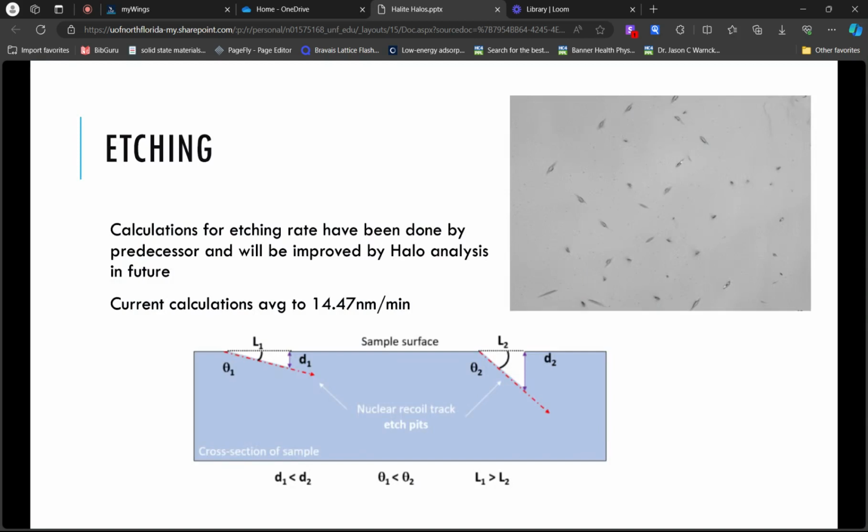Now, etching. Let's talk more about that. My predecessor calculated the etching rate to be about 14.47 nanometers per minute, with the current parameters we're using: 10 minutes, 100 watts, 0.2 mbar. As you can see in this cartoon of a nuclear recoil track, those are the etch pits. As it gets ablated by the plasma, those are going to preferentially become more rounded, and the plasma is going to hit those surfaces much harder than it hits the sample surface, which allows us to get images like you see in the top right here, where you can start to see the actual tracks and the directions of them based on their angles and trajectories.